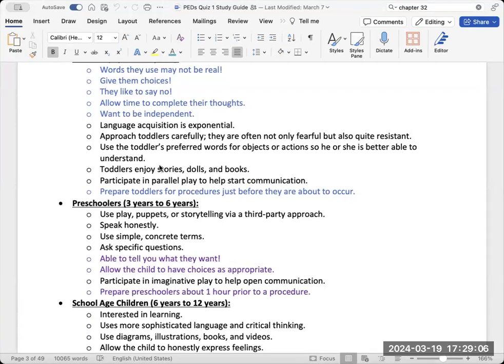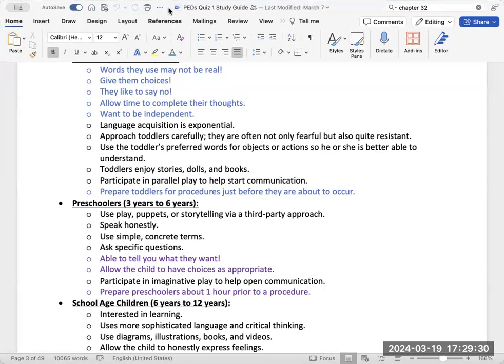Also, you need to approach toddlers carefully, okay? Because the problem is that they're going to be quite resistant towards you, so you want to make sure that you're approaching them in a way that facilitates a therapeutic relationship. Toddlers also enjoy things like words that they know. They like the use of objects or actions to understand.